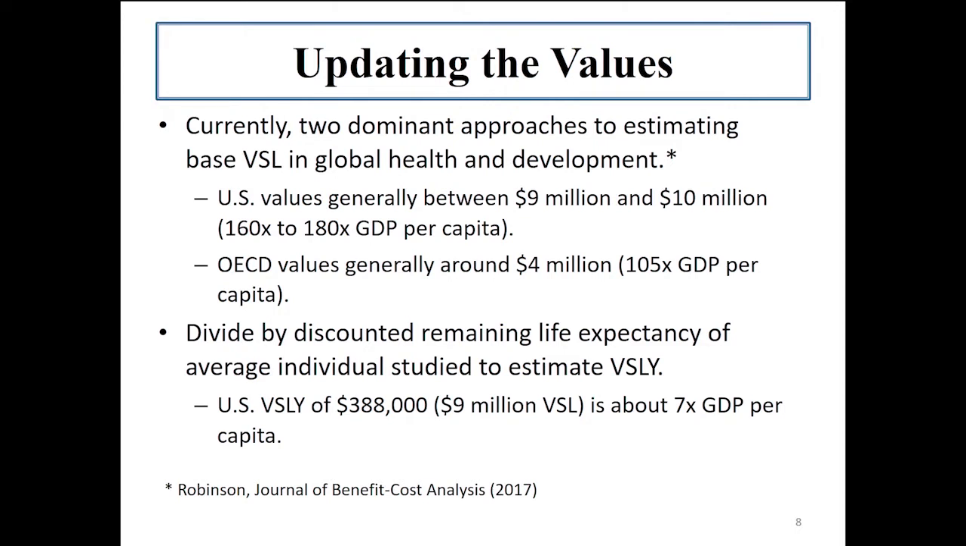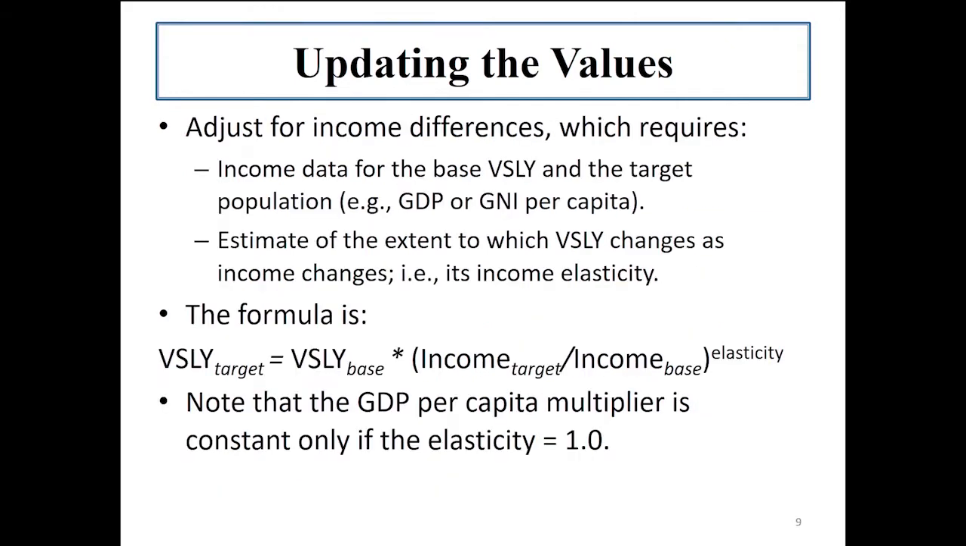Divide by U.S. life expectancy for the population studied, so if you're using these numbers, either U.S. or OECD. And I just put the math in for the U.S. VSLY that I calculated earlier, and as you can see, it leads to a much higher multiplier than the one to three times GDP.